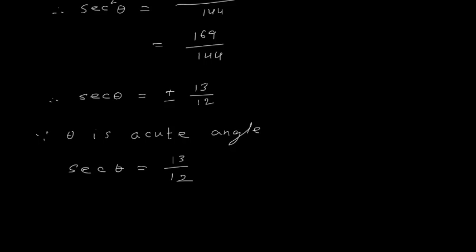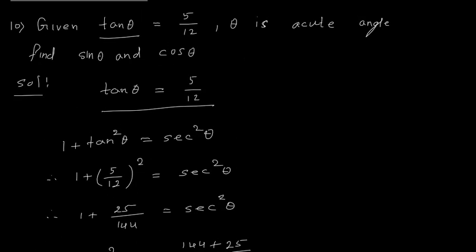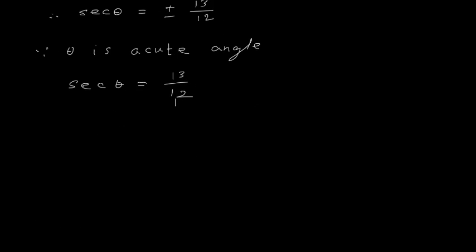Now, in our problem we have to find sin theta and cos theta. We know that sec theta is the reciprocal of cos theta. So, I will say that cos theta is 1 upon sec theta. This gives me the answer 12 upon 13. The reciprocal of sec theta is 12 upon 13. This is the value of cos theta.